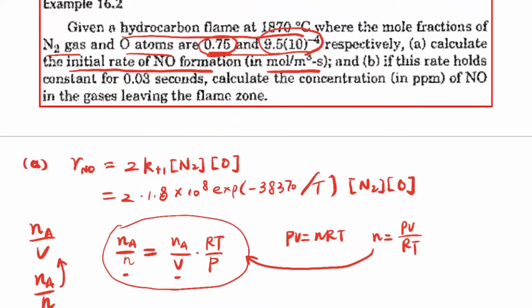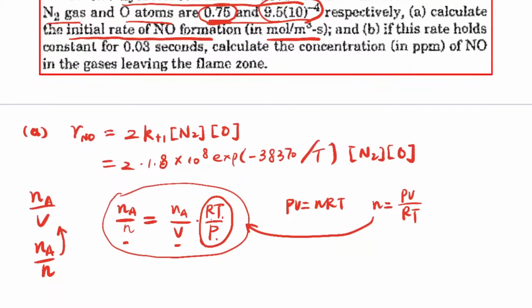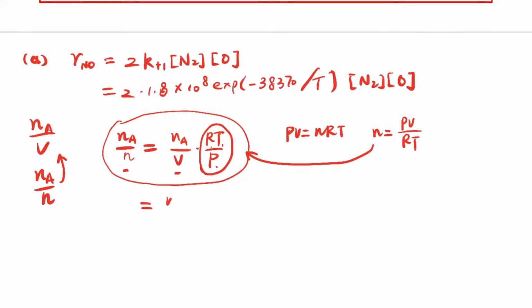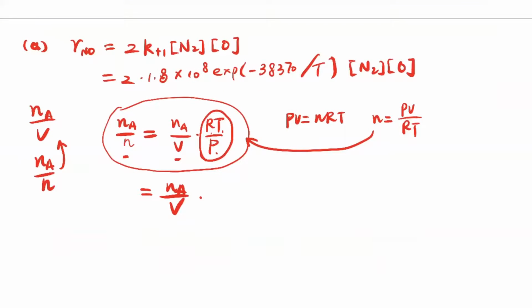okay? And for this problem here, this is going to be a constant, right? Because the temperature didn't change, the pressure didn't change. We just need to plug in the ideal gas constant. We know that that is 8.314, okay? So we can find out that this conversion is going to be equal to NA divided by N multiplied by 8.314 multiplied by 273.15 plus 1870 divided by 1.01 multiplied by 10 to the 5th.